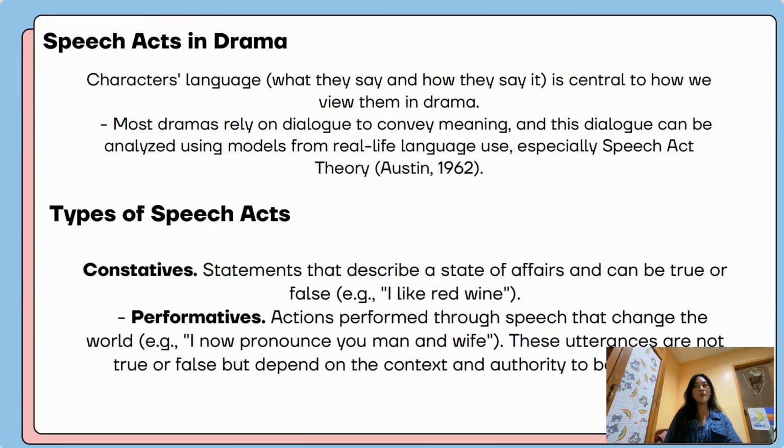Let's just say, for example, "I like red wine." This is a statement about the speaker's preference. It can be true if the speaker likes red wine or false if they do not. So, constatives are used to provide information or describe facts. They don't do anything other than share details or opinions.